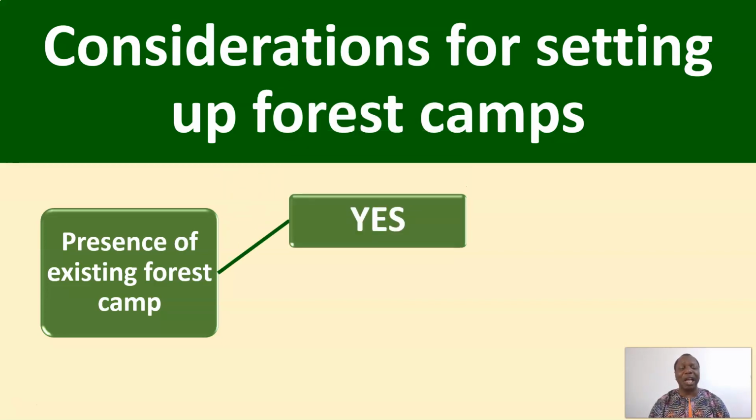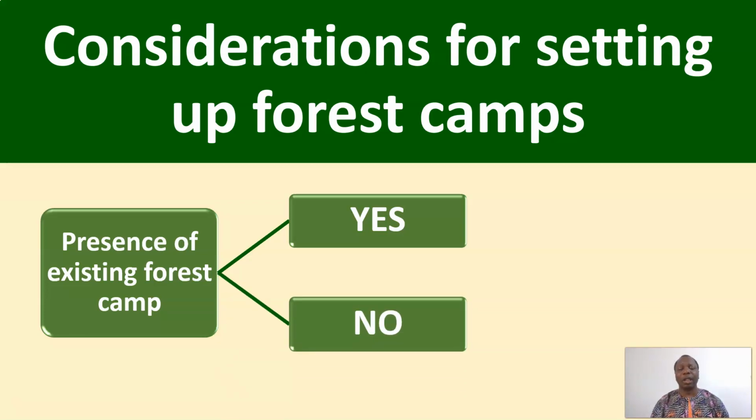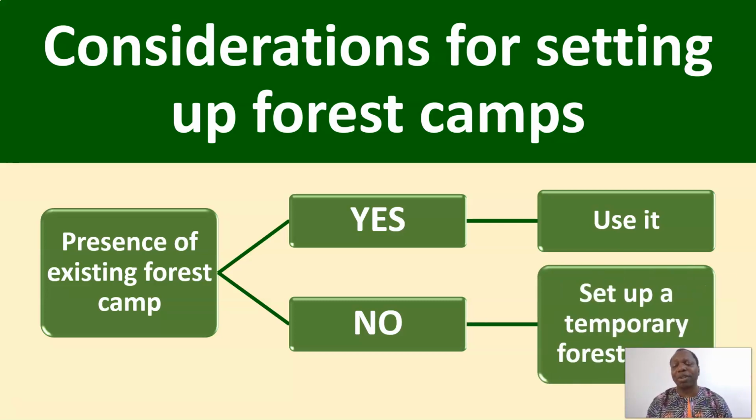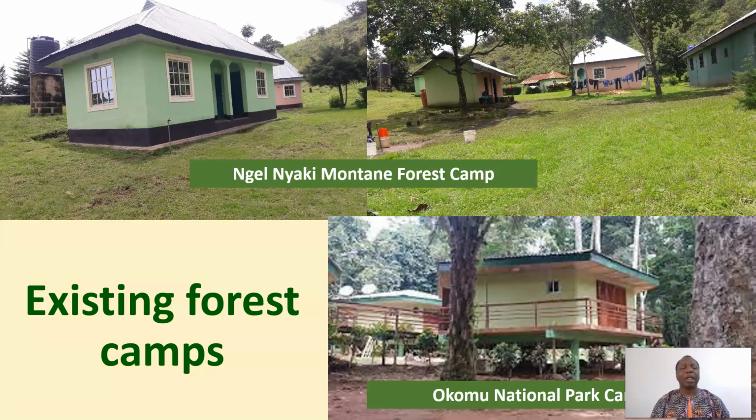So if the answer is yes, that is, if there is an existing forest camp at your location, then you take this decision, make use of it, use that camp. But if there is no existing forest camp that you can use where you want to conduct your inventory, then set up a temporary forest camp. So those are the two possibilities. Either there is an existing camp, in which case you use it, or there is no existing camp, in which case you set up a temporary one.